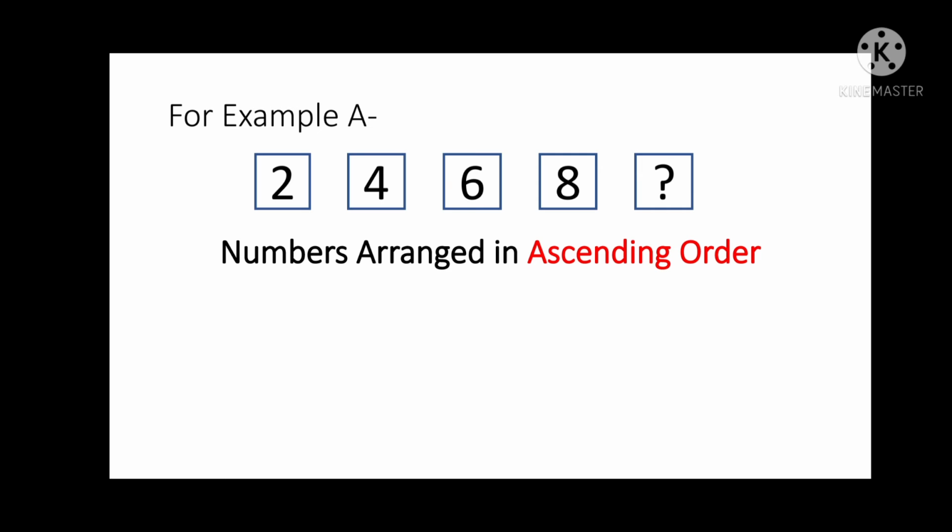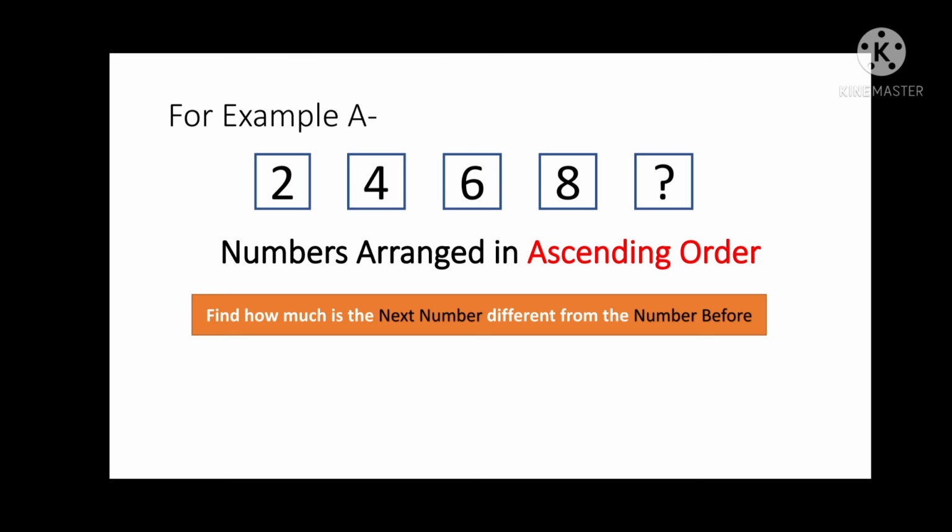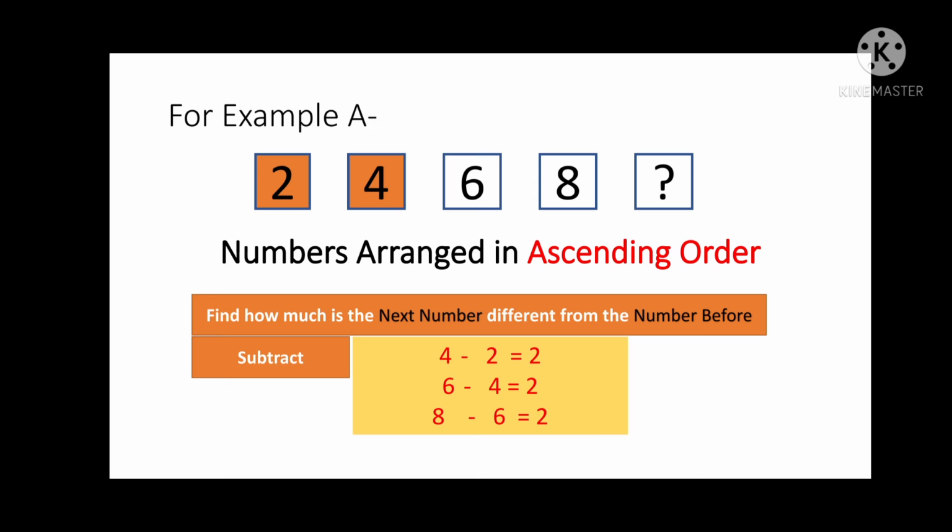The numbers are arranged in ascending order, so that means it goes from smallest number to the biggest number. Then let's find how much the next number is different from the number before it. So here we see number 2, the first one, and then number 4 is the next one. 4 minus 2 is 2. 6 minus 4 is also 2. 8 minus 6 is also 2.